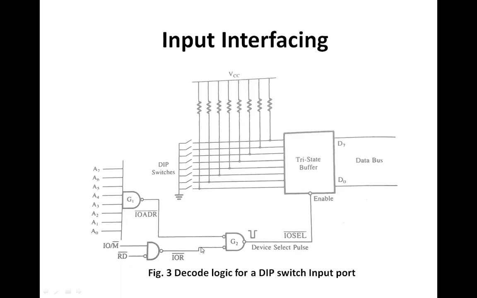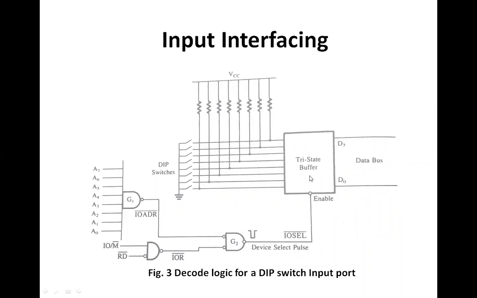If it goes low, it is then combined with the read signal along with the input output memory signal. Since we have to work with the input output device, this signal is high, and the read signal is low, because we want to read from the input device, that is the keyboard. So it is going to generate an input output read signal, and this low input output address signal and the low input output read signal are combined with the NAND gate, and it is going to generate a device select pulse. Whenever this device select pulse is generated, it is going to enable this tri-state buffer.